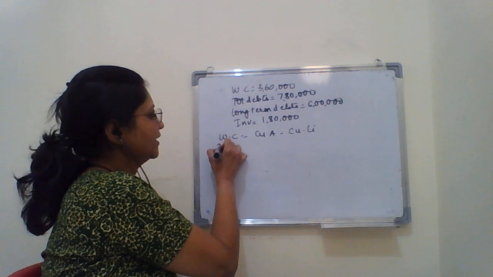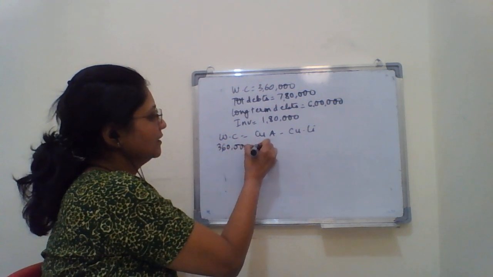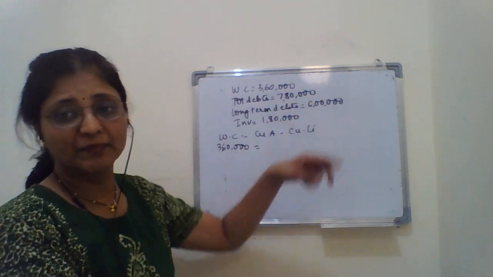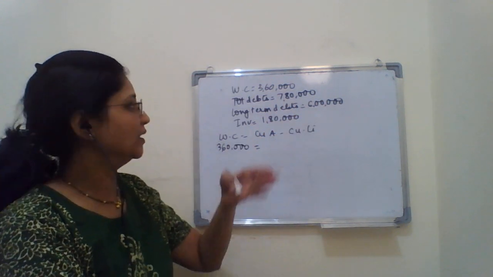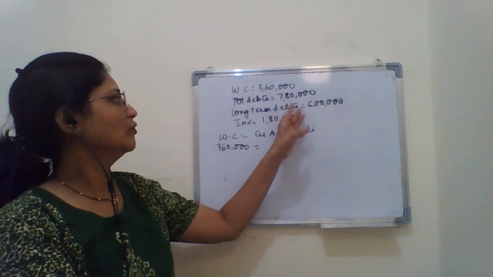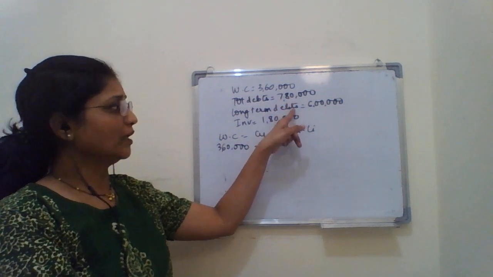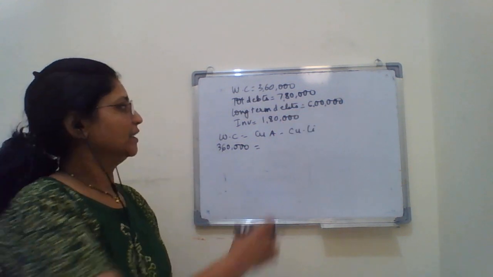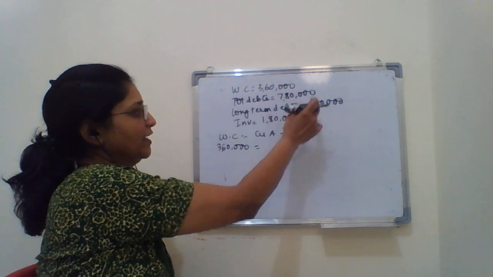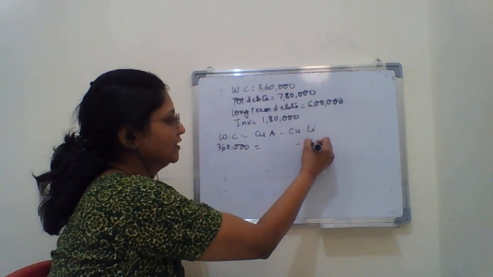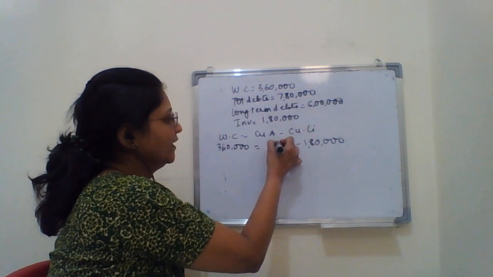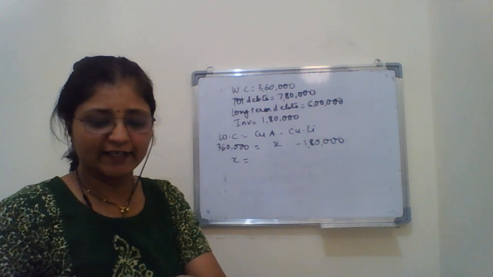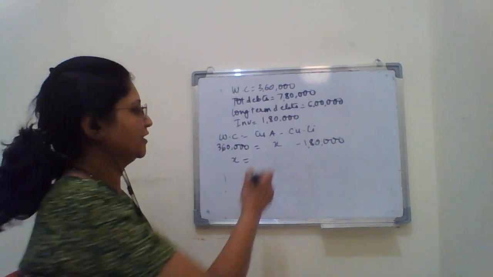So working capital they have given, 3,60,000, is equal to, total debts means total of the debts payable, minus long term debts. If we deduct long term debts from total debts, we will get current liabilities, that is short term debts. So this becomes 1,80,000. So current liability is 1,80,000. So current assets will become X is equal to 3,60,000 plus 1,80,000. So it will become 5,40,000.